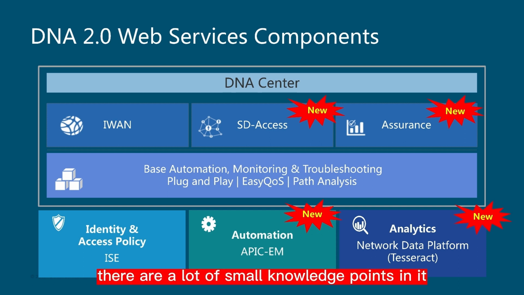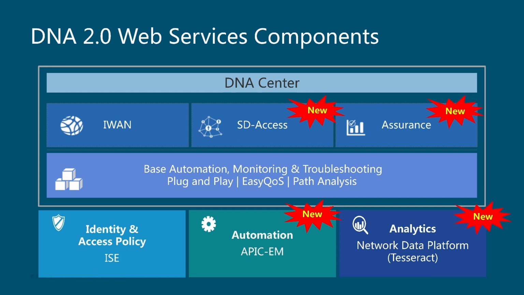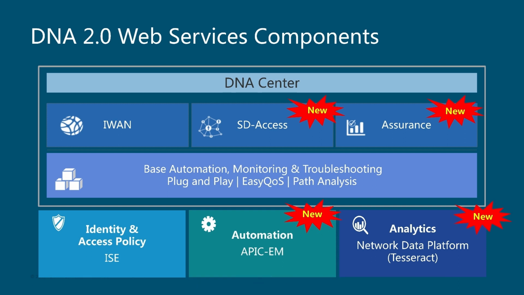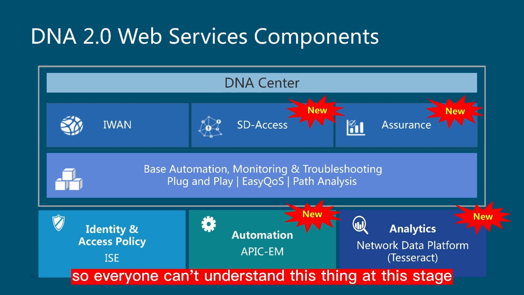There are a lot of small knowledge points in it. No instructions given here. Specific to IE we'll talk about. The premise is that you have to learn every function in it first, in order to know what functions it is composed of. All basic technologies for non-enterprise networks were in fact not mentioned in the NA stage. So everyone can't understand this thing at this stage.